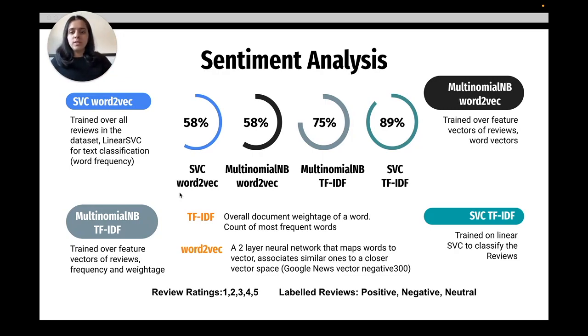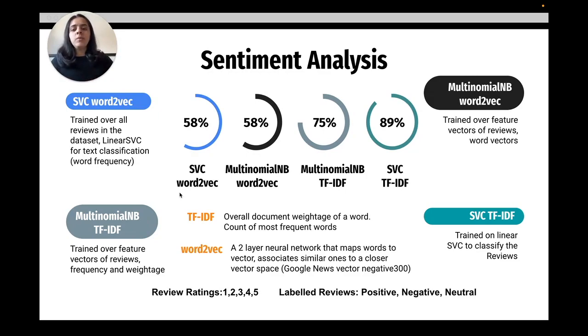The first one is SVC, linear, trying to fit a plane for classification of reviews. It is trained over all the given reviews and labeled ratings for both TF-IDF and word2vec. SVC with word2vec gives an accuracy of about 58%, which is less than expected, while for TF-IDF it comes out to be approximately 89%, which is great.